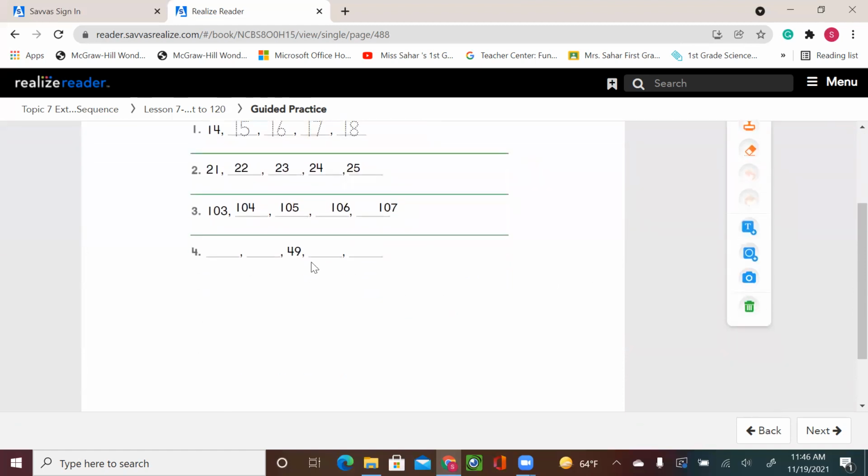All right, number 4. I have in the third position 49. I'm looking for 2 numbers before 49. So I'm counting backward. What comes before 49? Very good, 48.